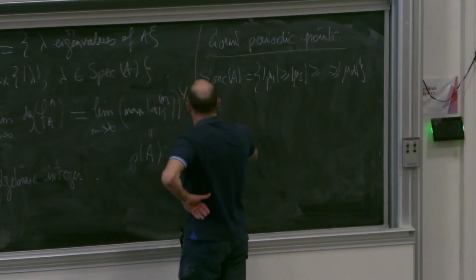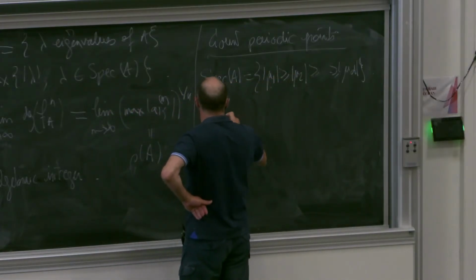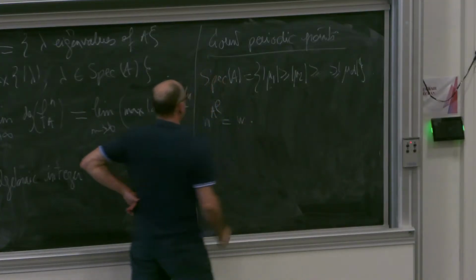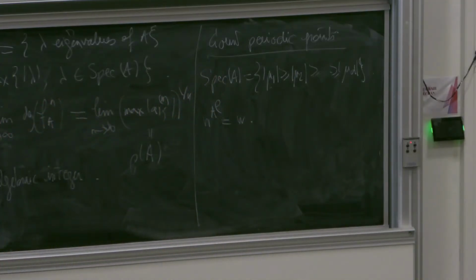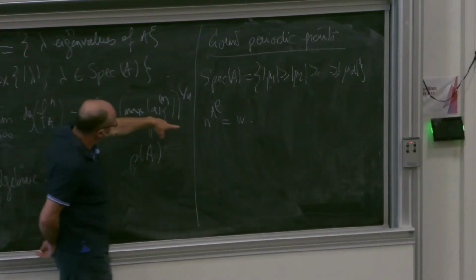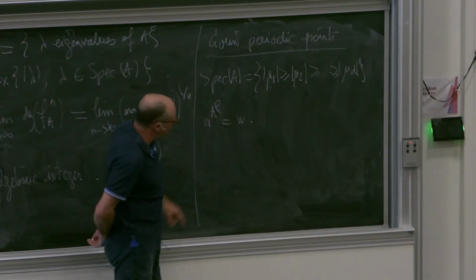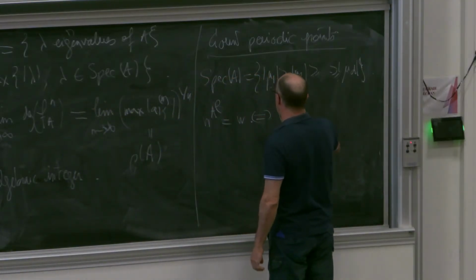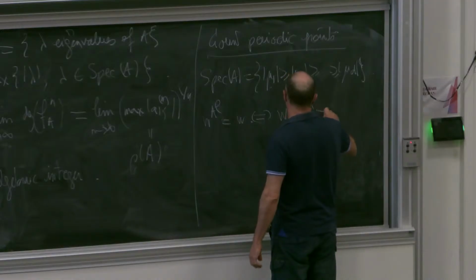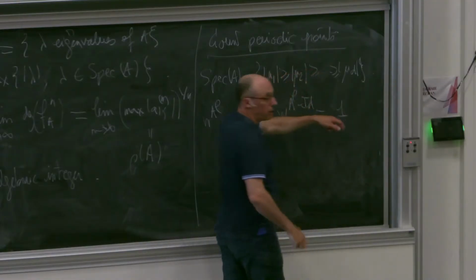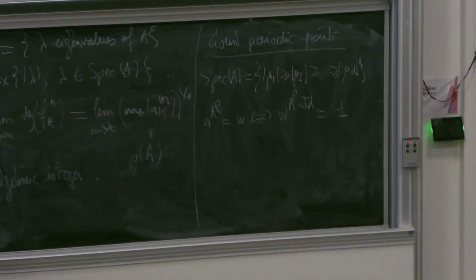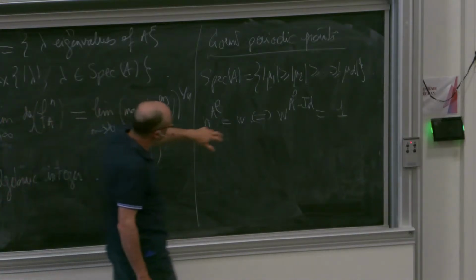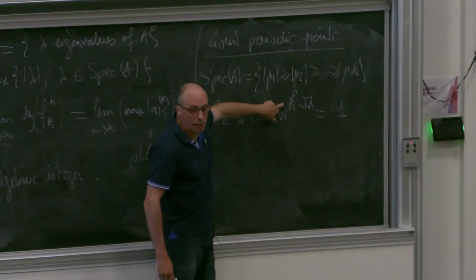So if I want to look at the set of periodic points, let's say in the multiplicative torus, it's w to the power A to the l is equal to w. If you want, that's the same as saying w^(A^l - identity) is equal to 1, where 1 here is (1, 1, ..., 1). So you see that if you want to have isolated periodic points, this matrix had better be invertible.